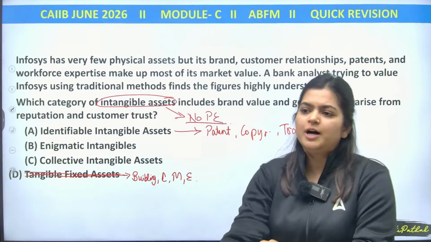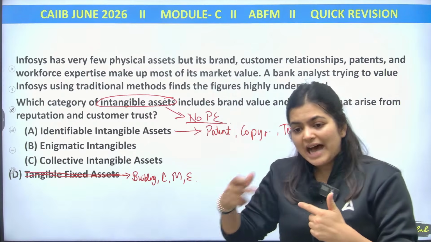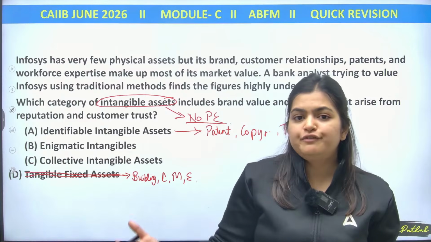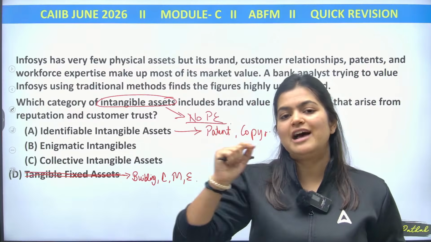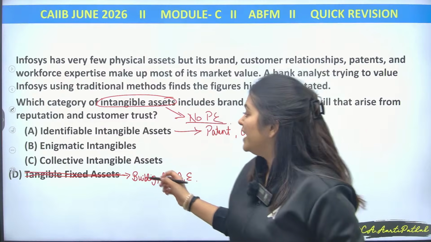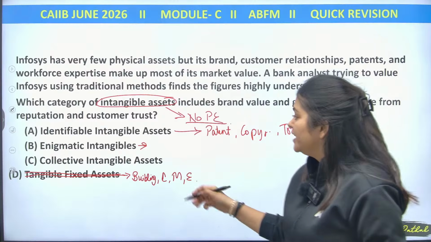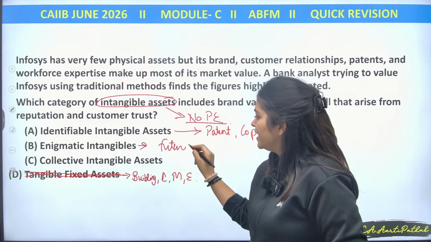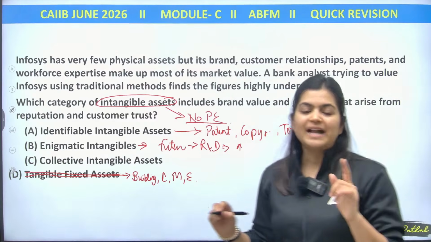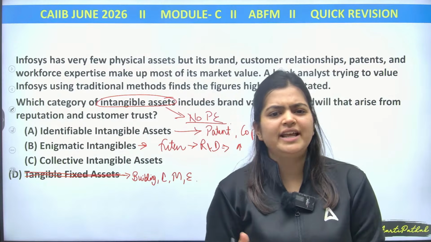For example, if I am a pharma company, right now I am doing one research. During that research, I am not generating any value. I am not generating any profit from it. But one thing I am sure of is that as soon as I complete this research, I will get the profits from it. So that is what enigmatic means. Right now, no profit, but in future, I am sure that when my research and development is completed, I will generate income from it. That is enigmatic.